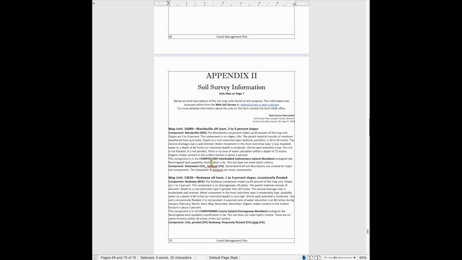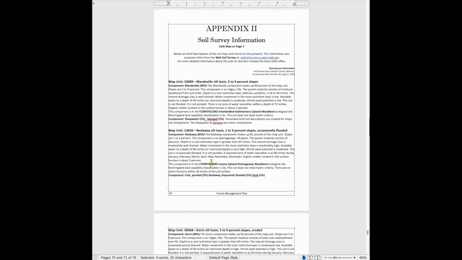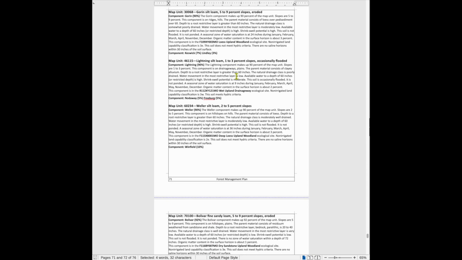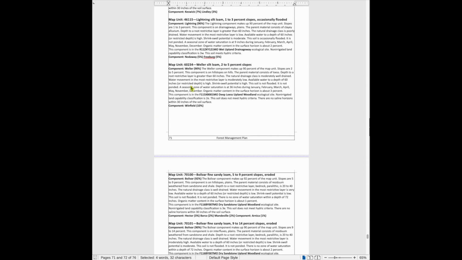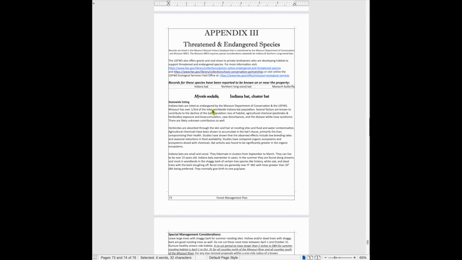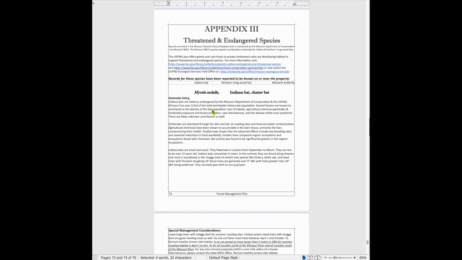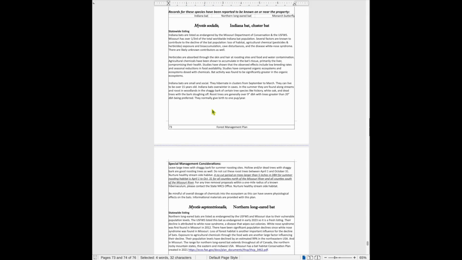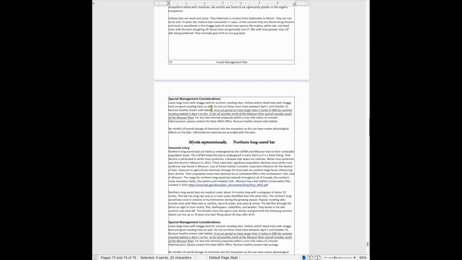Here's some soils information. This is pulled directly from the Web Soil Survey. I downloaded a PDF off the Web Soil Survey that provides these descriptions, and then I pasted them in here. And then threatened and endangered species. These are listed statewide. There were none that were listed for the property.